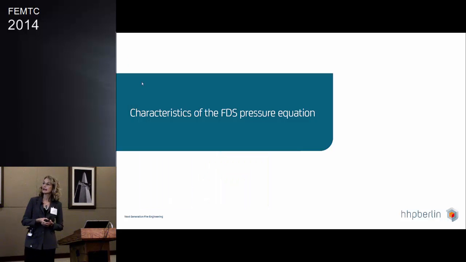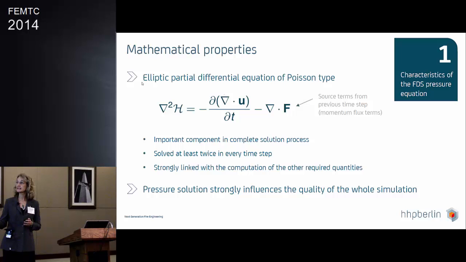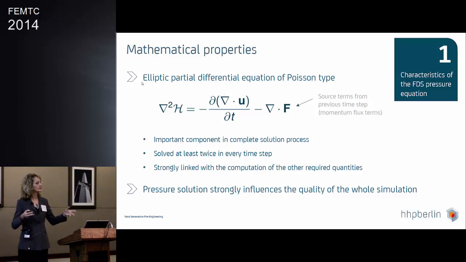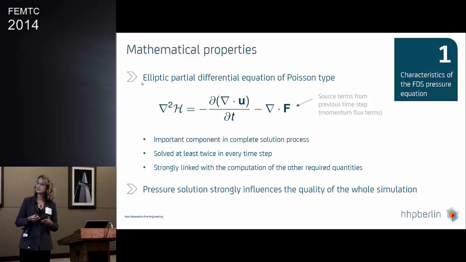So, let me begin with the characteristics of the FTS pressure equation, which should make clear why it is so important to have a very special look on this equation in the context of an efficient parallelization of FTS. Here you can see the pressure equation, how it is used in FTS. The details don't matter, but what is important to know is that from a mathematical point of view, this equation is an elliptic partial differential equation of Poisson type. It's a very important component in the complete solution process.